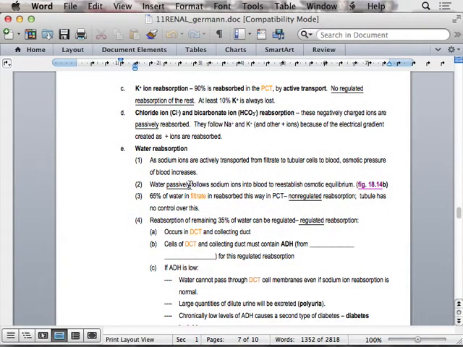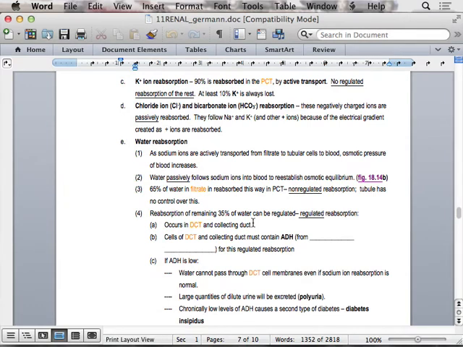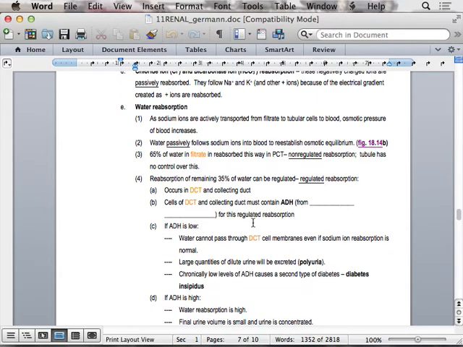So as sodium ions are actively transported from the filtrate back into the tubular cells and then back into the blood, the osmotic pressure of the blood increases, and then water will follow. So basically, here's the deal. When you reabsorb 65% of the sodium at the PCT, 65% of the water follows it. Okay? So that's the 65%. In the DCT, it will follow if it can, but you need ADH for it to follow. So the reabsorption of the remaining 35% of the water is regulated reabsorption. So basically at the PCT, we had non-regulated sodium reabsorption, non-regulated water reabsorption.